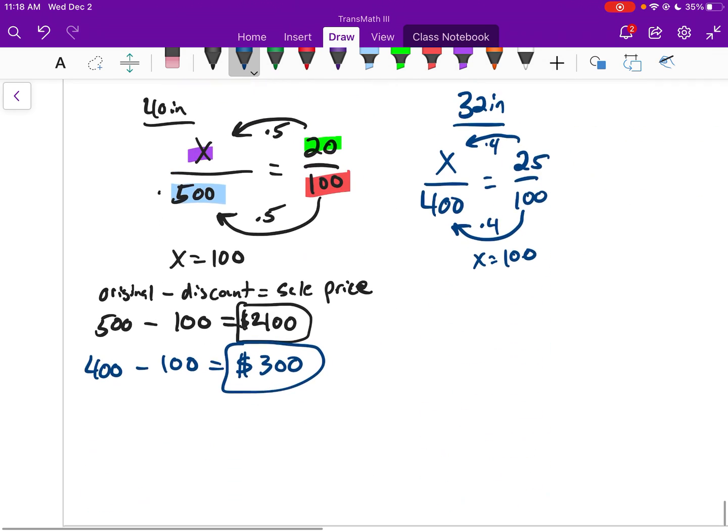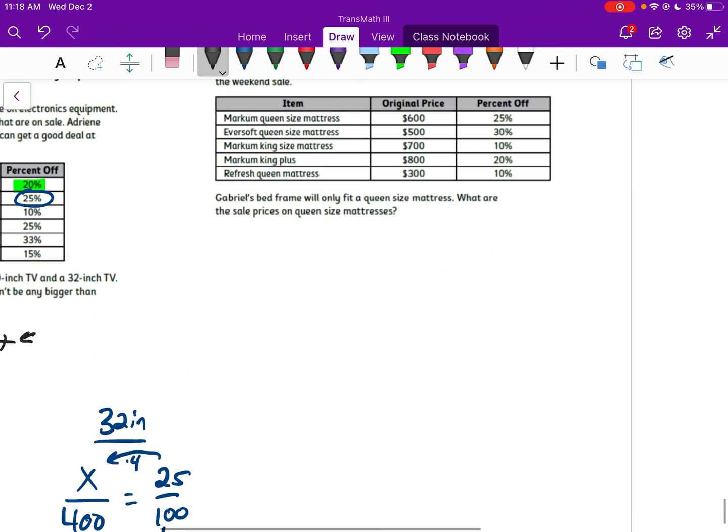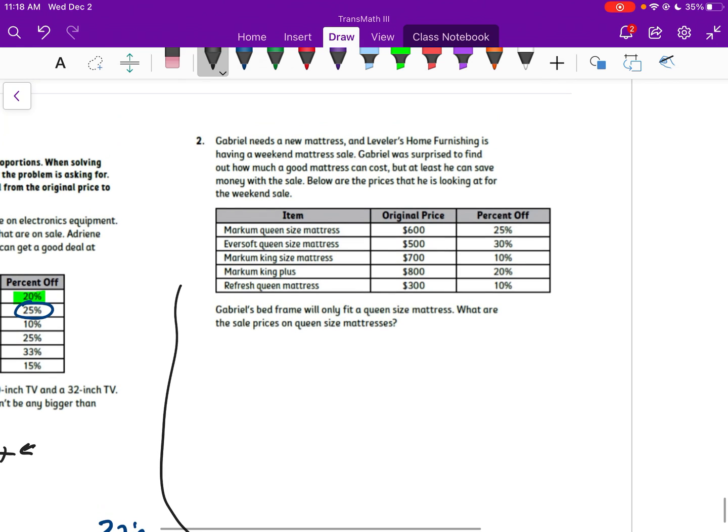Okay, and that's how we answered the question there. It says, what is the sale price for each of those TVs? The sale price for the 40-inch TV was $400. The sale price for the 32-inch TV was $300. All right, so the next one.